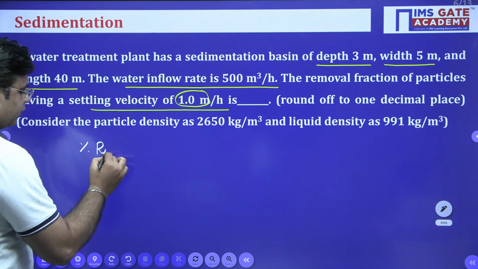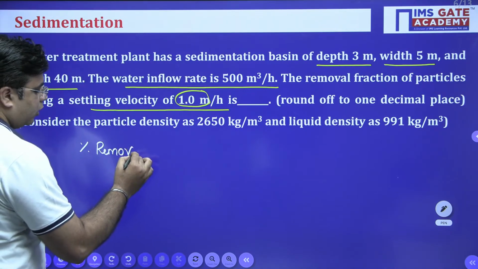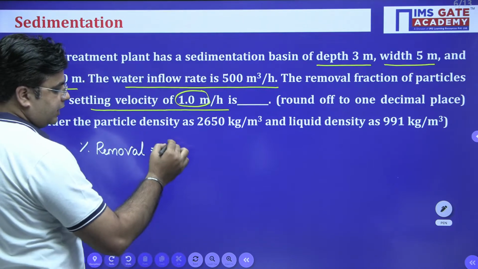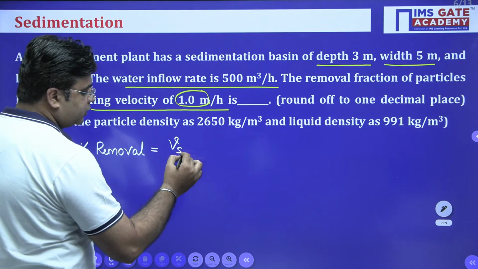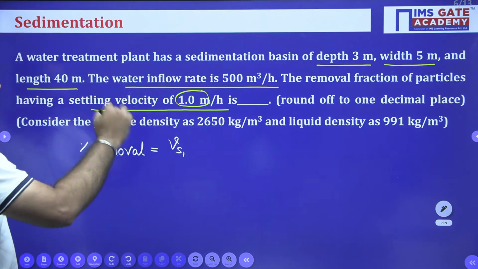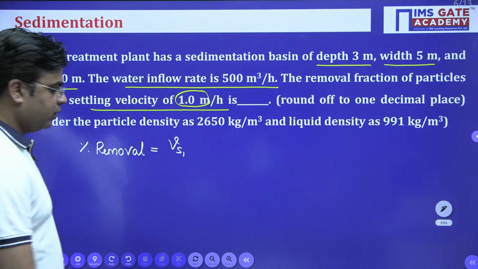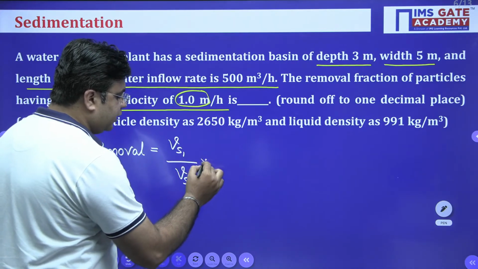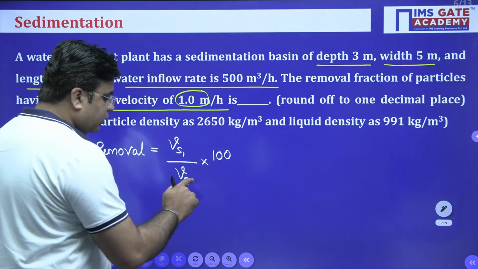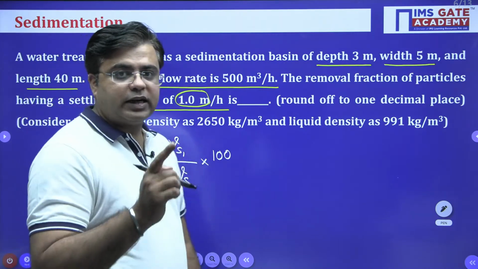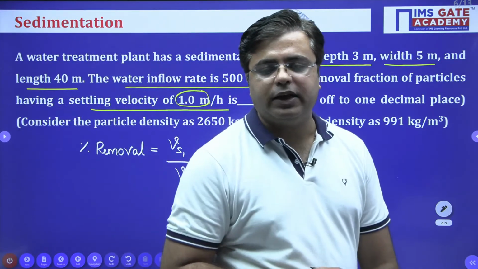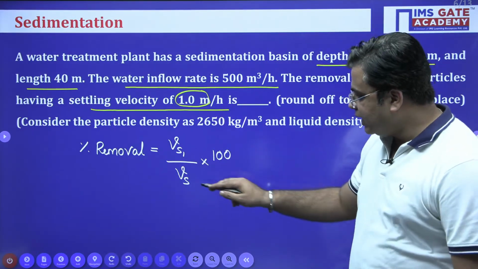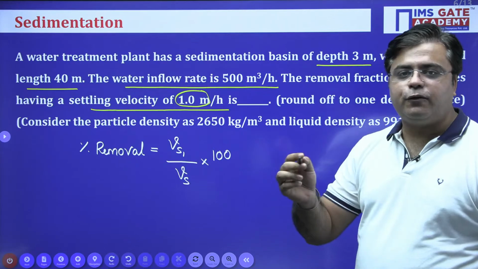So the settling velocity of this small particle, Vs1, is 1 meter per hour. Percentage removal is Vs1 divided by Vs, into 100. Now this Vs is nothing but the settling velocity of the concerned size of particle for which this sedimentation tank is designed. This settling velocity is also known as the surface overflow rate.